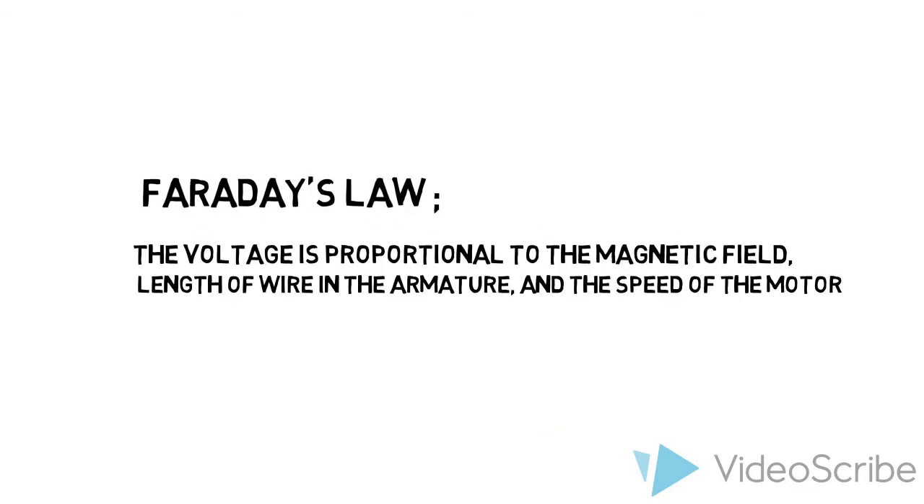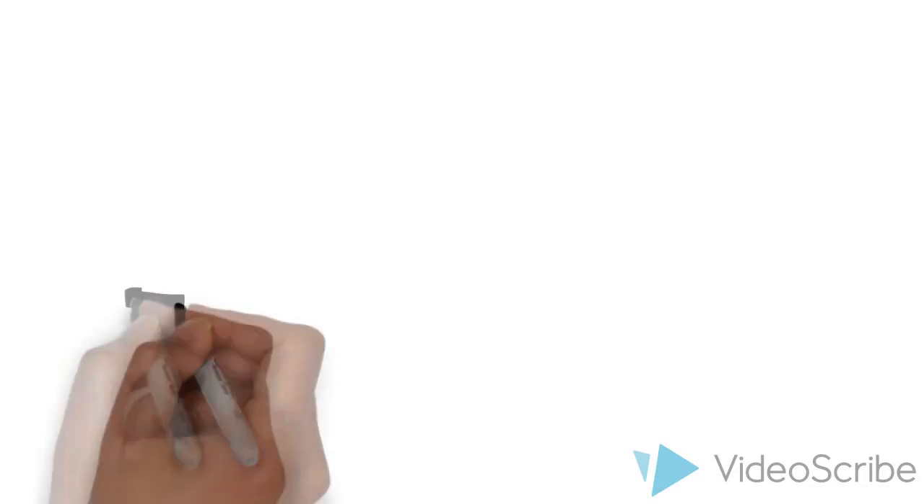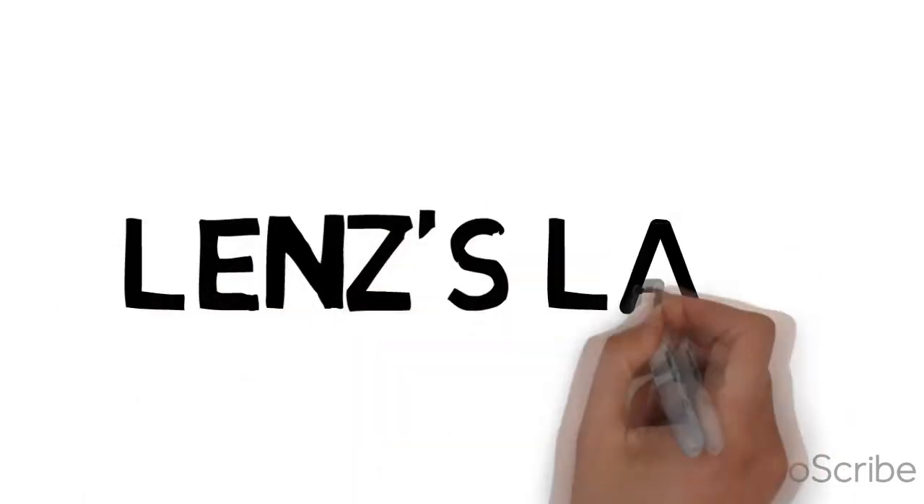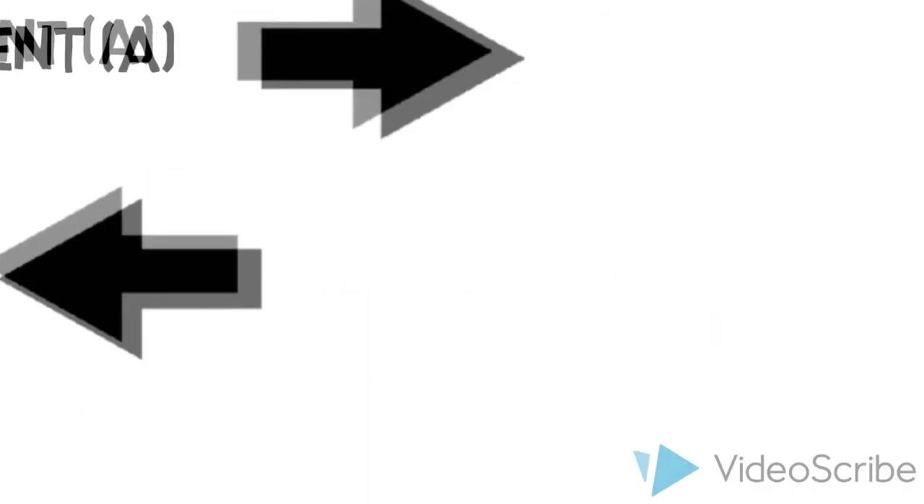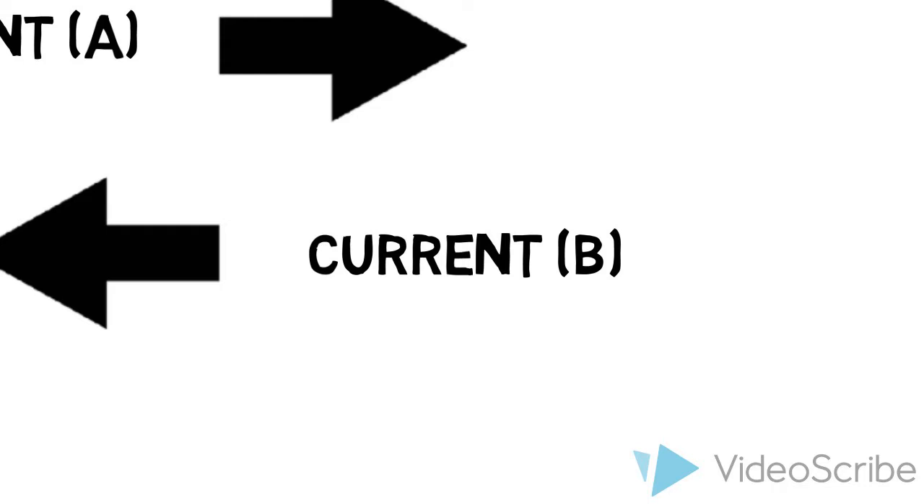According to Faraday's law, the magnitude of the induced current is affected by the rate of change of magnetic flux as well as these components. Lenz's law states that the induced voltage will oppose the driving voltage. For example, if a change in magnetic field of current A induces another electric current B, the direction of current B is opposite that of the change in current A.